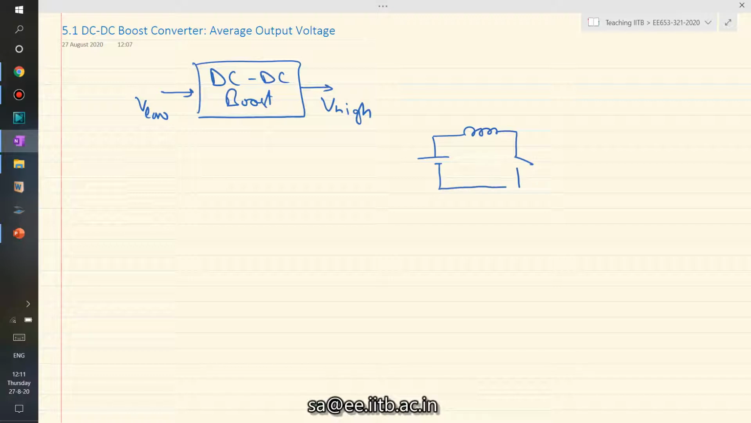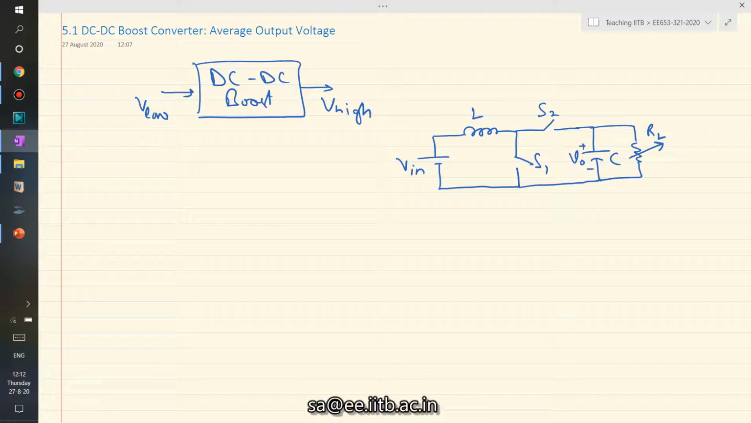Again, I'm drawing the circuit using all ideal components. So I have an ideal inductor, an ideal switch S1, another ideal switch S2, and on the output side I have a similar arrangement. There's a capacitor, and this represents your load. So you have Vin and Vo.